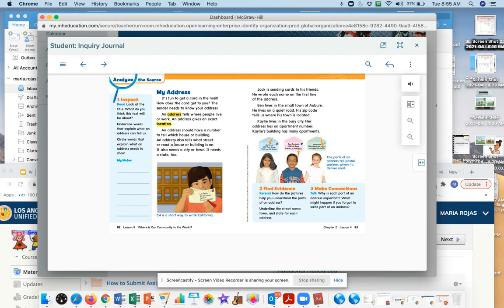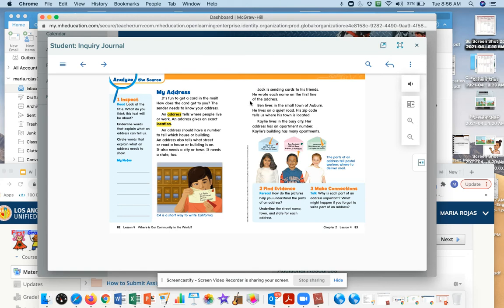I don't know about you guys, but you need to know the city and the state that you live in. It's really important. Otherwise, if you forget one of those two, whoever sends you an envelope will not get to you because you're missing two very important facts. So let's go ahead and continue reading.